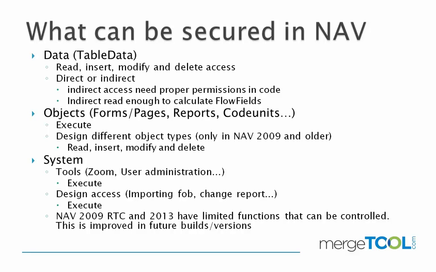If you look at calculating flow fields, that's another place where a read permission is enough to calculate the flow fields, but you won't be able to see the permission or the record underneath. So if you want people to see the balance on the customers, but you don't want them to see the customer ledger entries, you can give them indirect reads on the customer ledger entry, and then they won't be able to do the drill down, but they can still calculate the total.